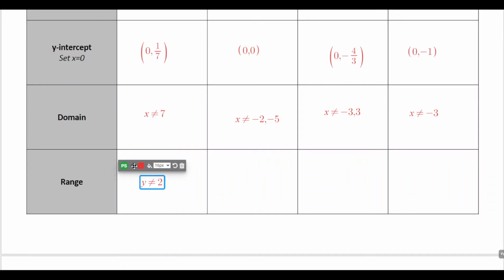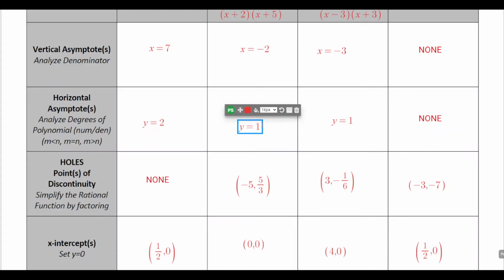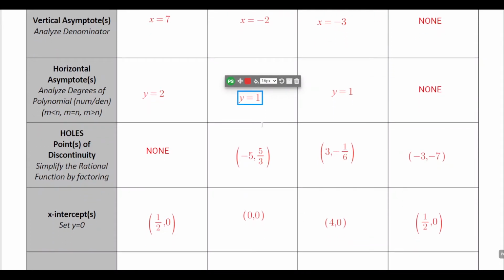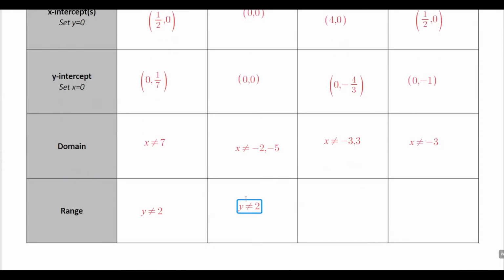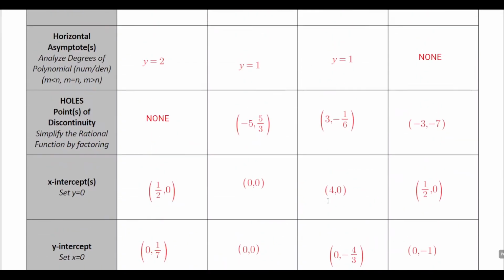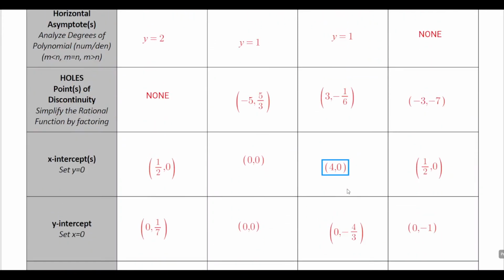For the next one, we're going to say y cannot be 1, this horizontal asymptote, and it's also not going to be the value for the hole, which was 5/3. So y cannot be 1, and it can't be 5/3. For this one, it can't be 1, and it can't be -1/6.